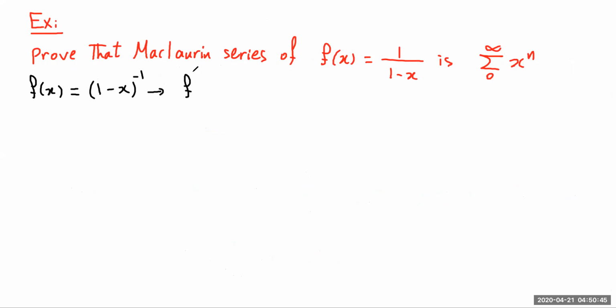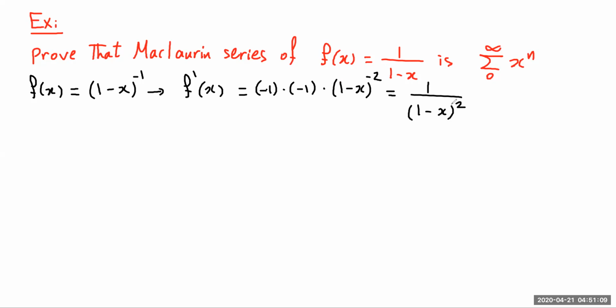So what is the first derivative of f? It's minus 1 from the power. I have minus 1 times the derivative of 1 minus x, also minus 1, times (1 minus x) power minus 1 minus 1, it's minus 2. So the final answer is 1 over (1 minus x) power 2. I can write it also (1 minus x) power minus 2, because I need this to calculate the second derivative.